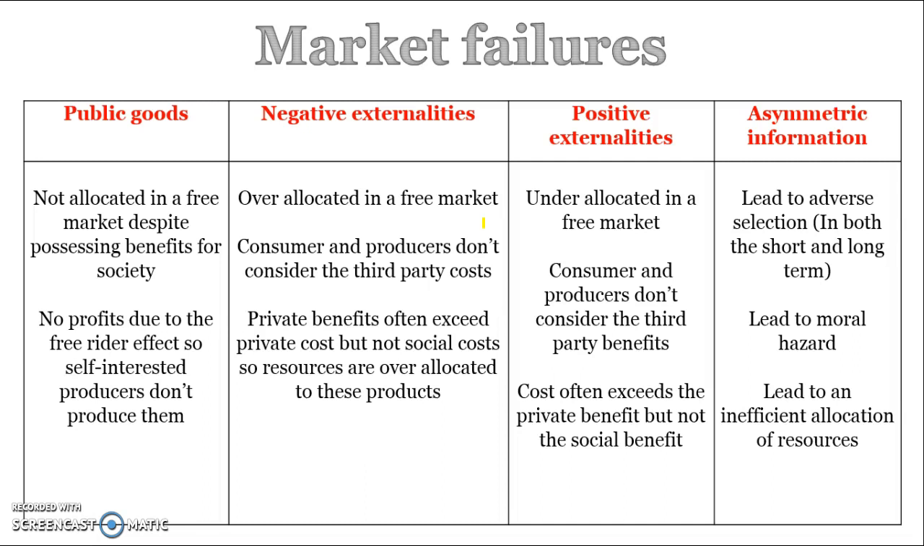And the last one, asymmetric information. The market failure there is that it often leads to adverse selection, and that can occur in both the short and the long term. It can lead to moral hazard, and all of these things lead to an inefficient allocation of resources. So it can hurt your living standards because you might purchase a second-hand car that's no good. It might be the case that people don't get insurance because insurance premiums increase. You need to be able to articulate what the inefficiency is.